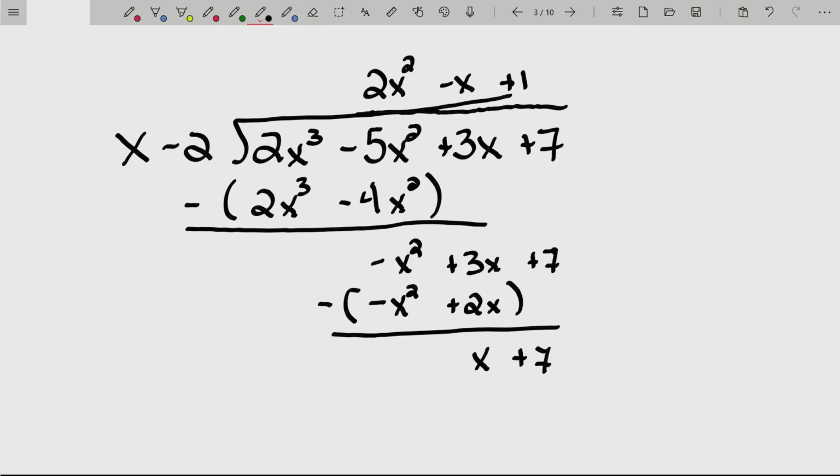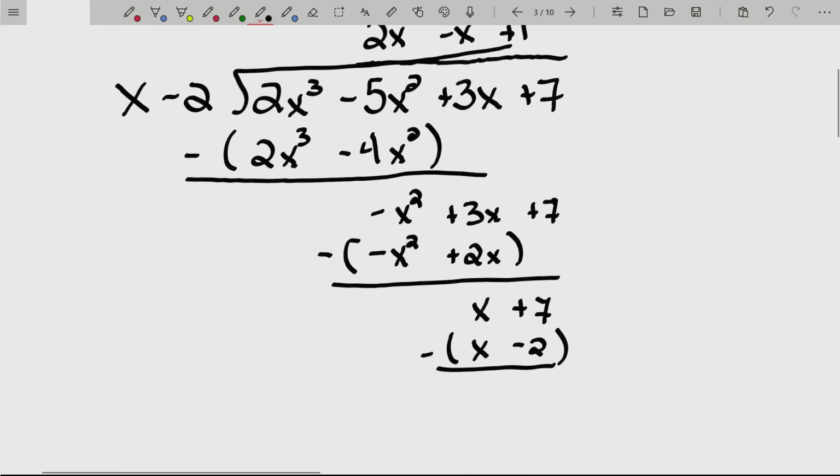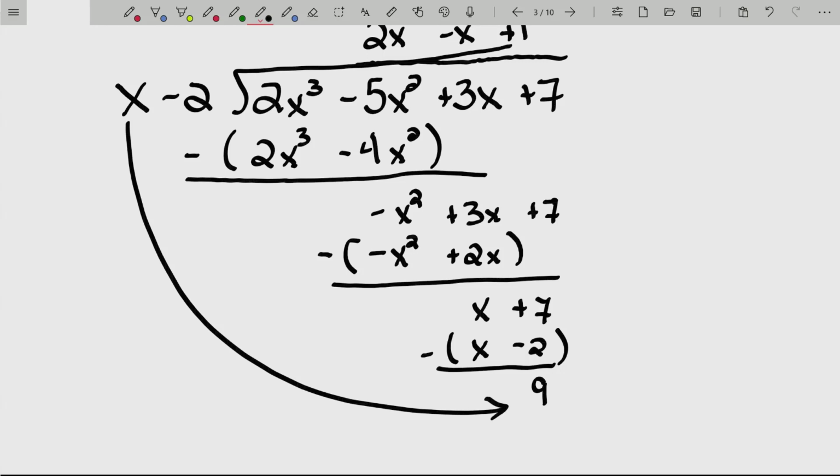So our dividend is now set. Sorry, our quotient. That's what I meant to say. Our quotient is now set. It's 2x squared minus x plus 1. That's our quotient. Let me go ahead and double check our mathematics by multiplying. 1 times x is x, and 1 times a negative 2 is a negative 2. And again, you subtract that statement. x minus x cancels. 7 minus a negative 2 is a positive 9. x does not go into 9, so this must be our remainder.